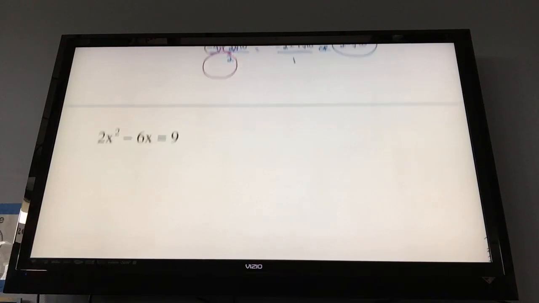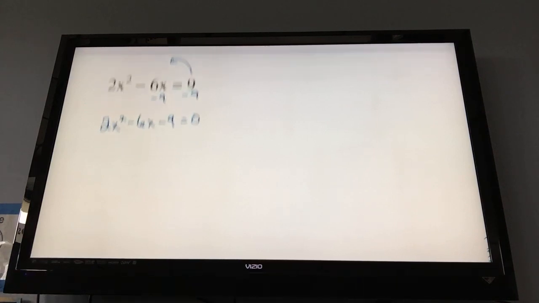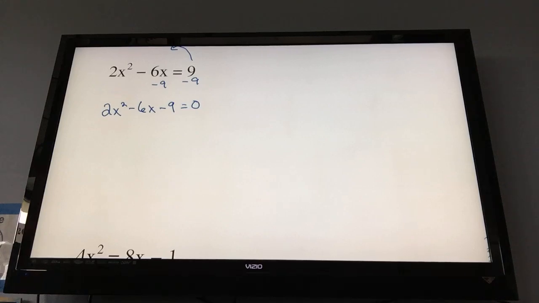Okay, on this next one, it's not equal to 0. So that 9 has to move over. Because it's a positive 9, we're going to subtract it. So I have 2x squared minus 8x minus 9 equals 0. So again, a is 2, b is negative 6, c is negative 9. And I plug it in.